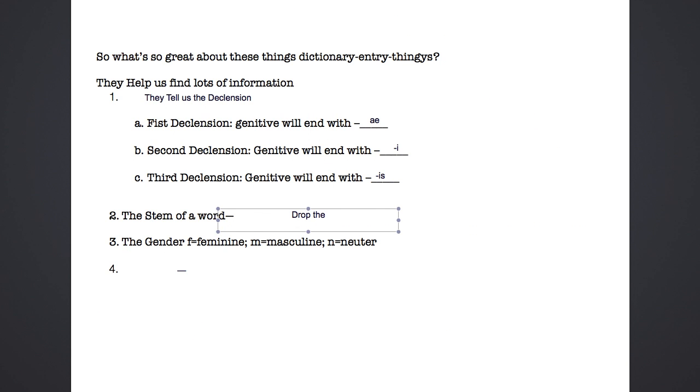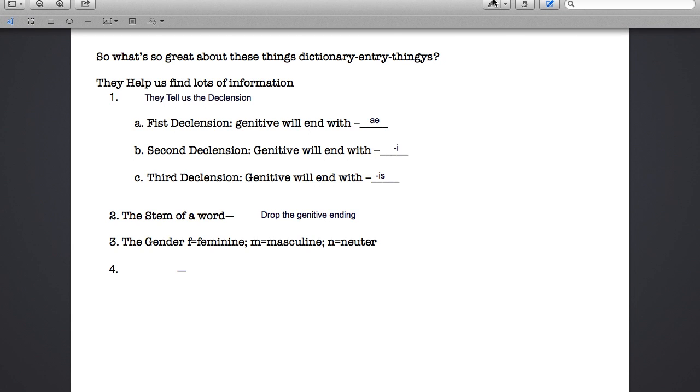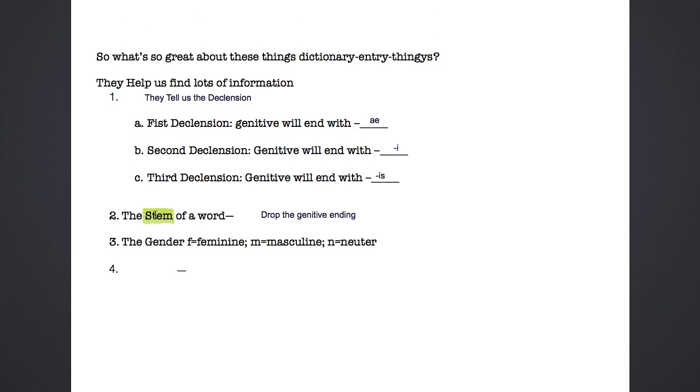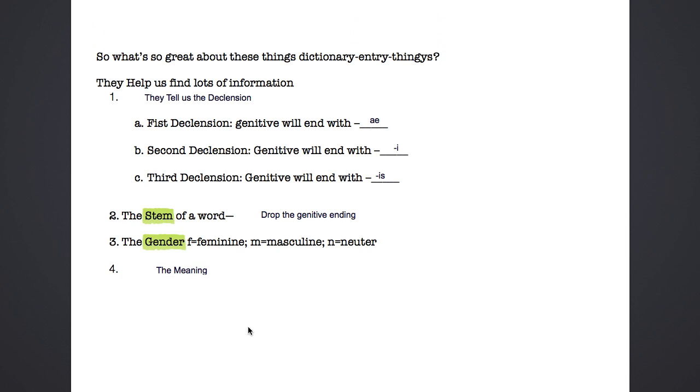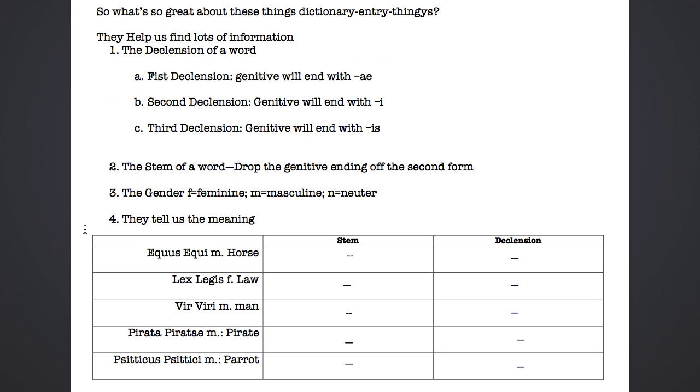Now the other reason they're really great is because they tell us the stem. And the stem is what I add my endings to. In order to find that stem, I need to drop the genitive ending. So in first declension, I'm going to look at the second form and drop off the AE. Second, I'm going to look at the second form and drop off the I, etc. And last, but certainly not least, they tell us the meaning of the word, which is usually why you're going to the dictionary anyway.